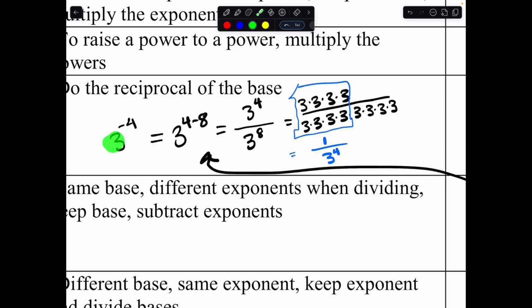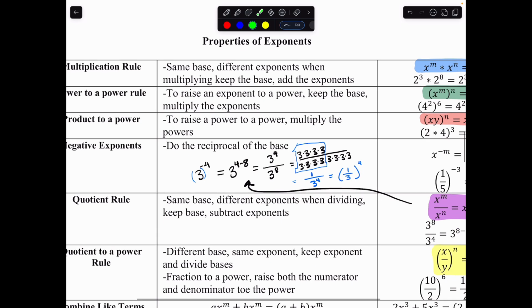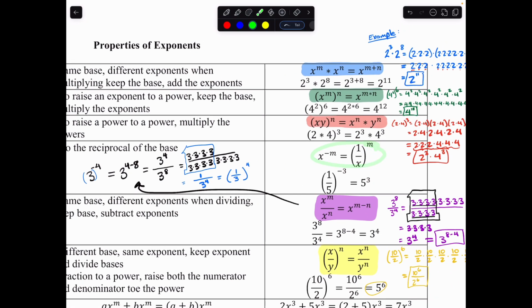If you have a base raised to a negative power, you are allowed to change that negative power to a positive power as long as you flip the base or use the reciprocal of the base. So in this case, our base was 3, and the reciprocal of 3 is 1/3. So 3 to the power of negative 4 is the same as the reciprocal of 3 to the power of 4. That's what this rule says right here.